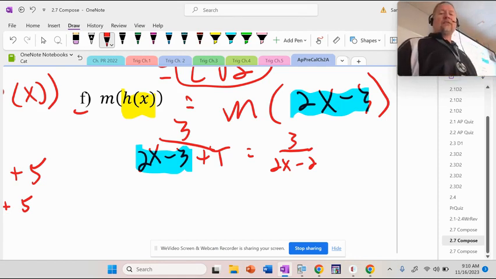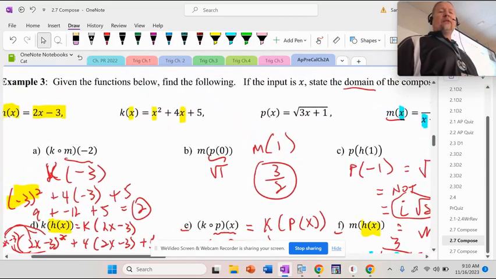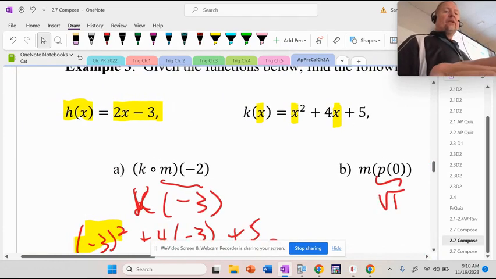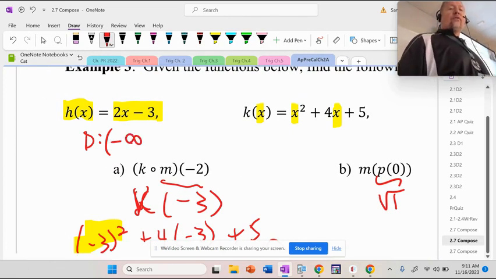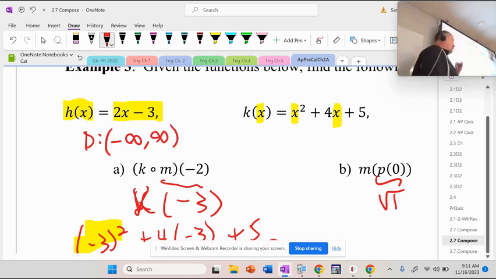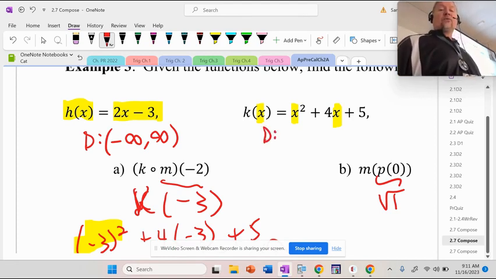Now let's do the domain issues. To do the domain issues, we need to do the domain issues of the original. This is just a line. So what's the domain of any line except a vertical one? All real numbers. That's true. A vertical line has only one x value. What's the domain of a parabola always? That's what x squared is. All real numbers.